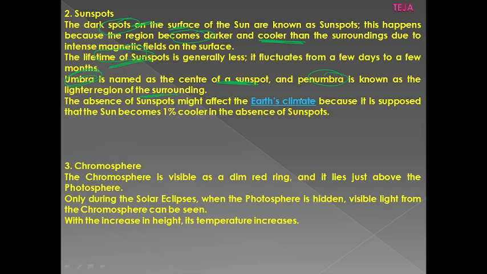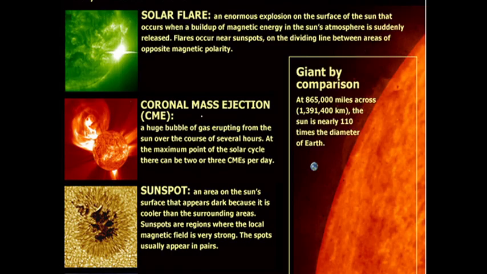See what happens if the sunspots are not there. It may affect the Earth's climate because the sun becomes 1% cooler in the absence of sunspots. So this is one of the pictures related to the sunspot. Here the magnetic field is very strong, and sunspots usually appear in pairs.